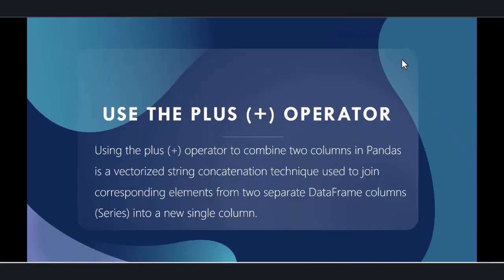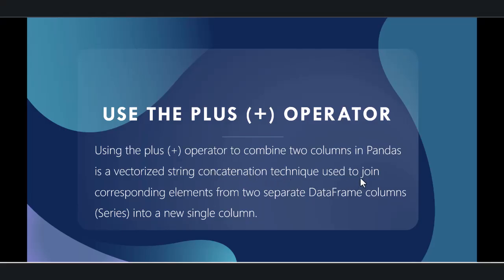Let's start with the first method, that is using plus operator. Using the plus operator to combine two columns in pandas is a vectorized string concatenation technique used to join corresponding elements from two separate data frame columns, it is also called as series, into a new single column, which means using this plus operator we can combine two columns in pandas.